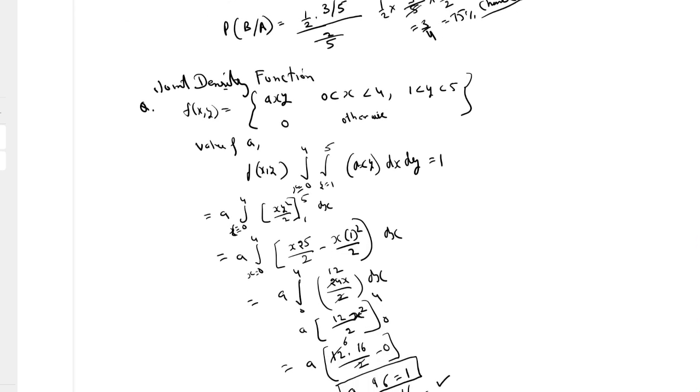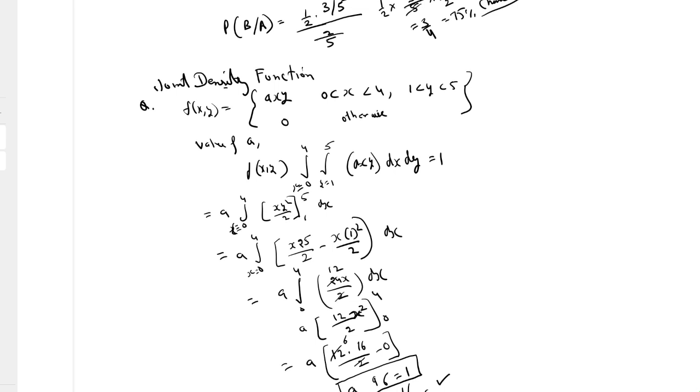The second question that was a little tricky was the joint density function. Whenever the joint density function is given, and this one is the function axy, and it is asking to find the value of a, and these conditions are given here. I think this one is not given in the handbook, but what we need to do is integrate it with these conditions, 0 to 4 for x, 1 to 5 for y, and set it equal to 1. To find out the value of a, we need to do that.